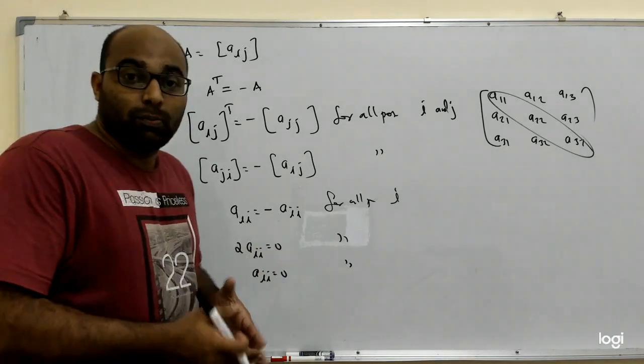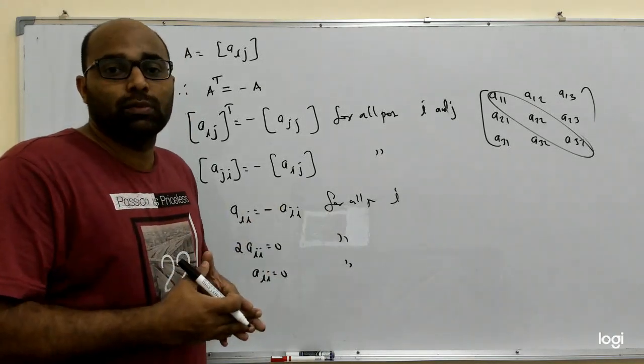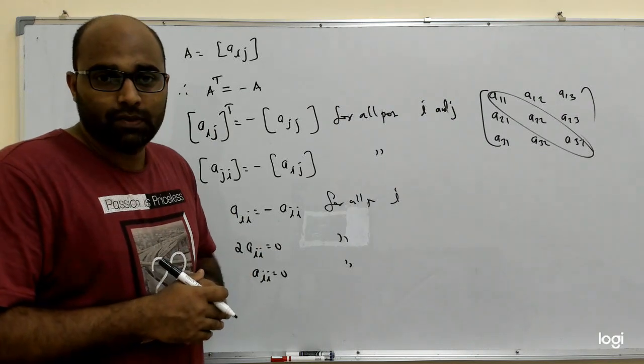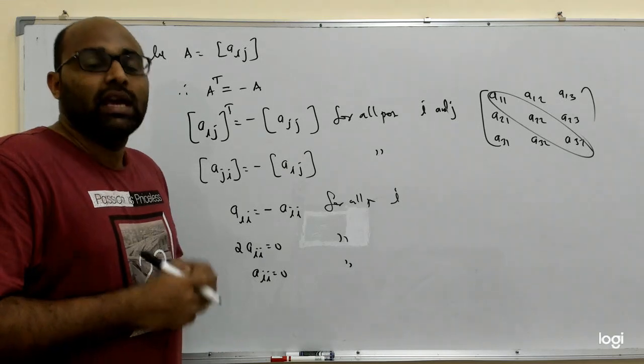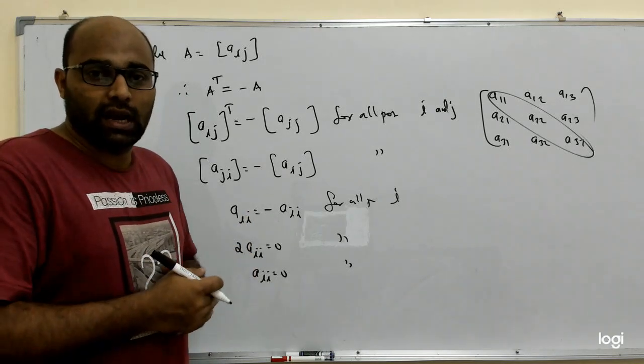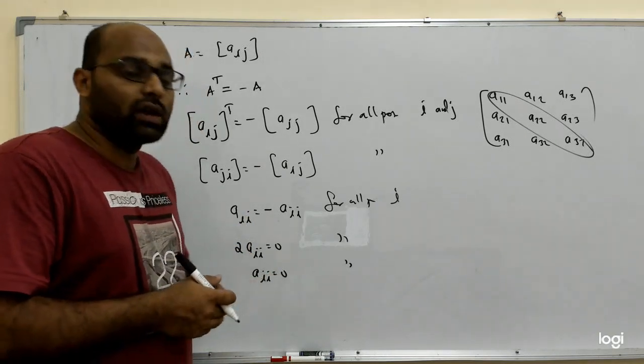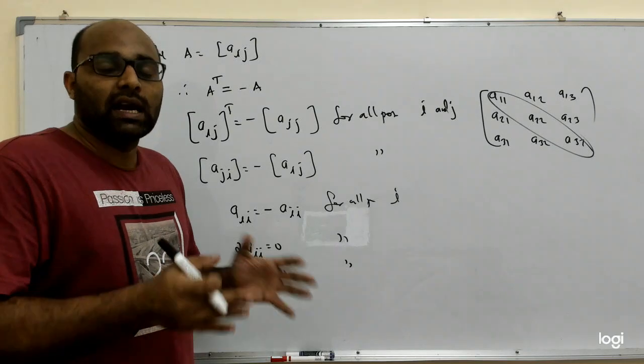For all possible values means, in a square matrix, the possible 1, 1, 2, 2 like that. So A_ii equal to 0 means what? What do you mean by A_ii? A11, A22, A33 like that. So A_ii equal to 0 means the diagonal elements are 0.